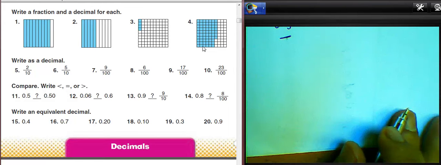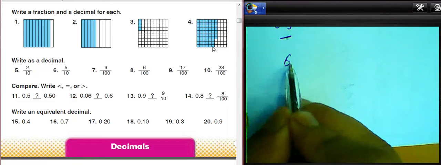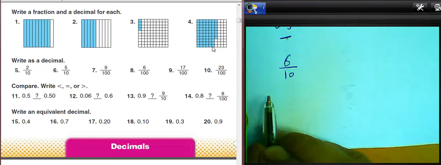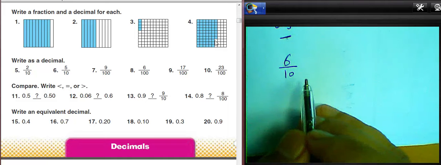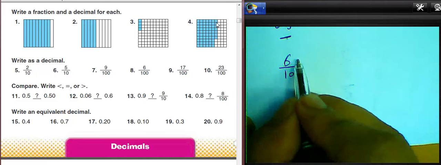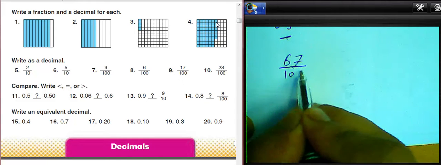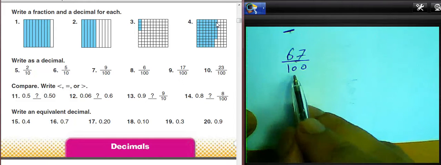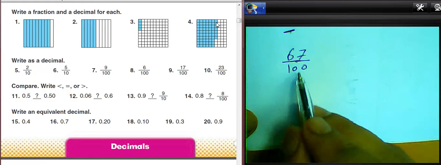1, 2, 3, 4, 5, 6. He colored 6 from 10. And what about this smallest part? 1, 2, 3, 4, 5, 6, 7. And he writes 7 from 100. So the result will be 67 parts from 100.